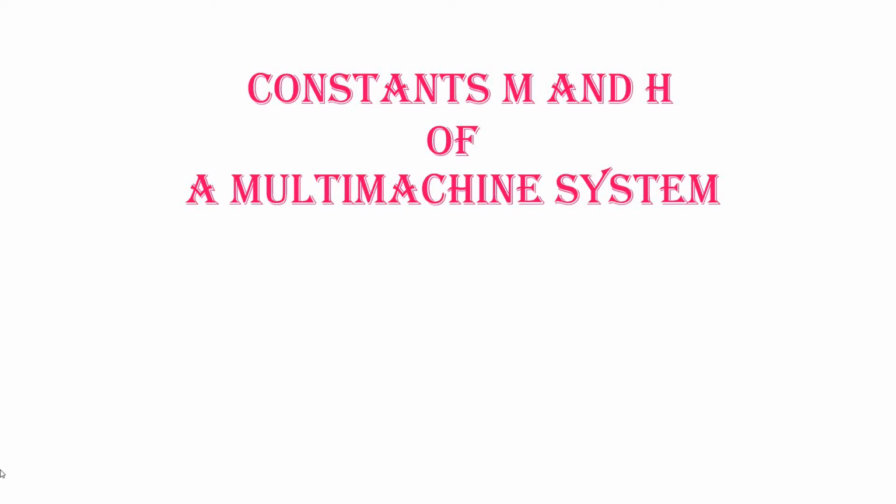Hello everyone, I welcome you all for today's session on constants M and H of a multi-machine system. So we know the relation between the M and the H value, both will be called the inertia constants of the machine. For the stability studies, we are assuming that the constant H is independent of the disturbance. That means it is not going to vary, so this will act as a pure constant.